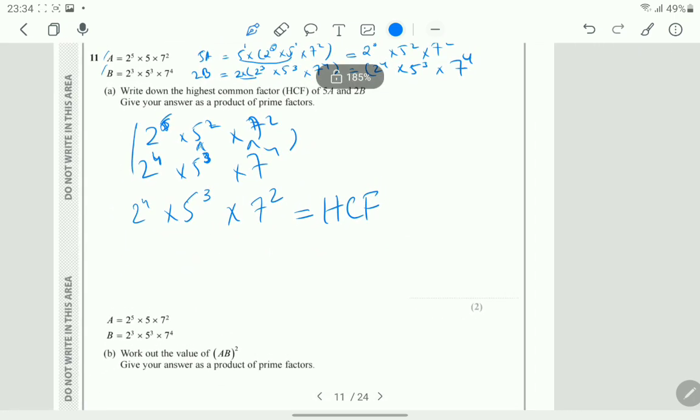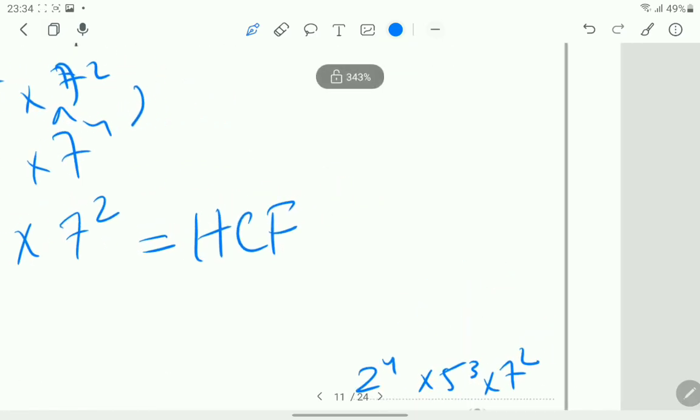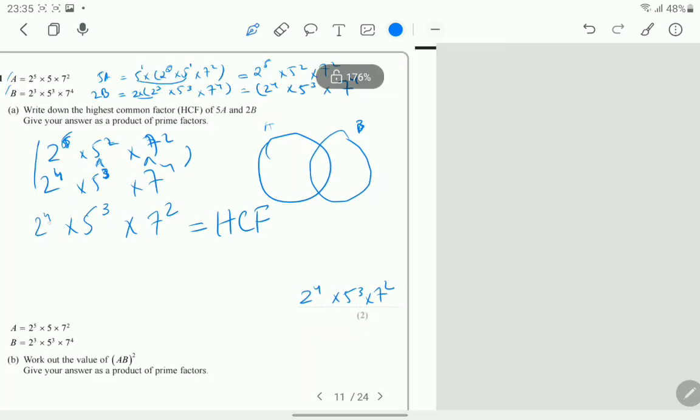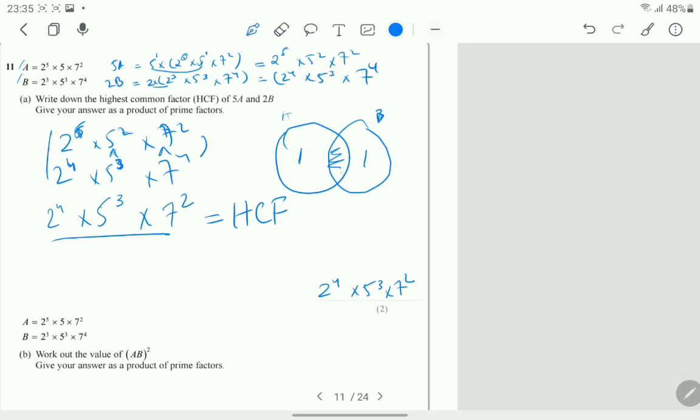You could check for yourself using a calculator, but the question states that give your answer as a product of prime factors, and we have done just that. If it's still unclear, imagine it as two circles A and B, and the common thing between them is 2 raised to the power 4, 5 raised to the power 3, and 7 raised to the power 2, because the rest would be outliers, and it would either be here or here but not here. This is the common portion, and this is what goes in the common portion.